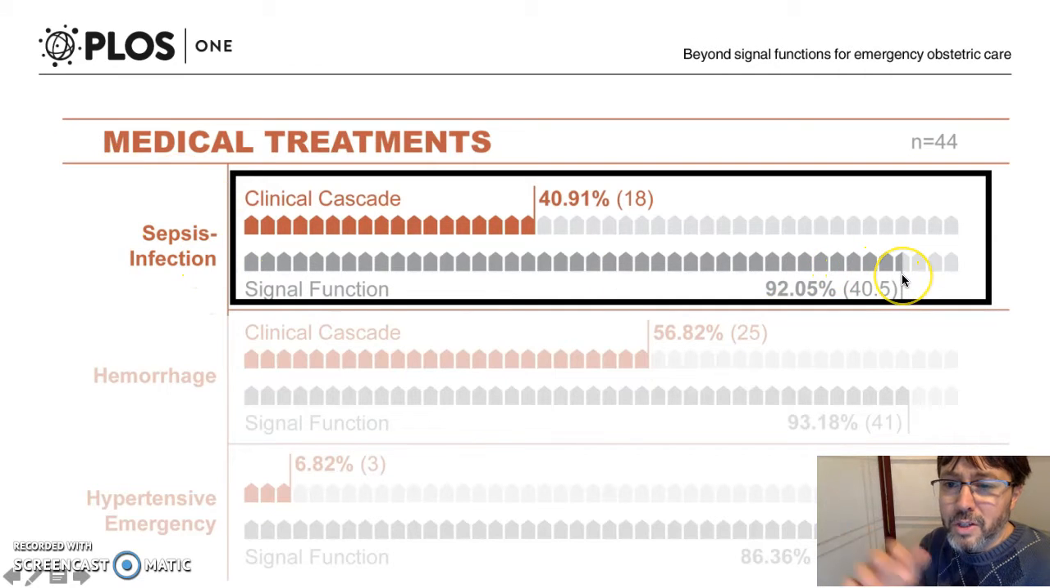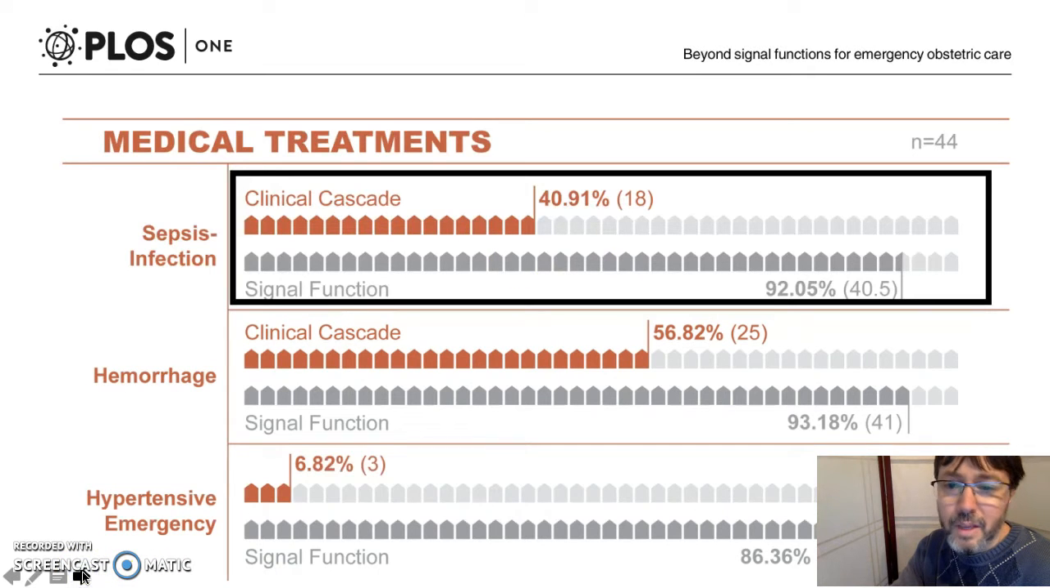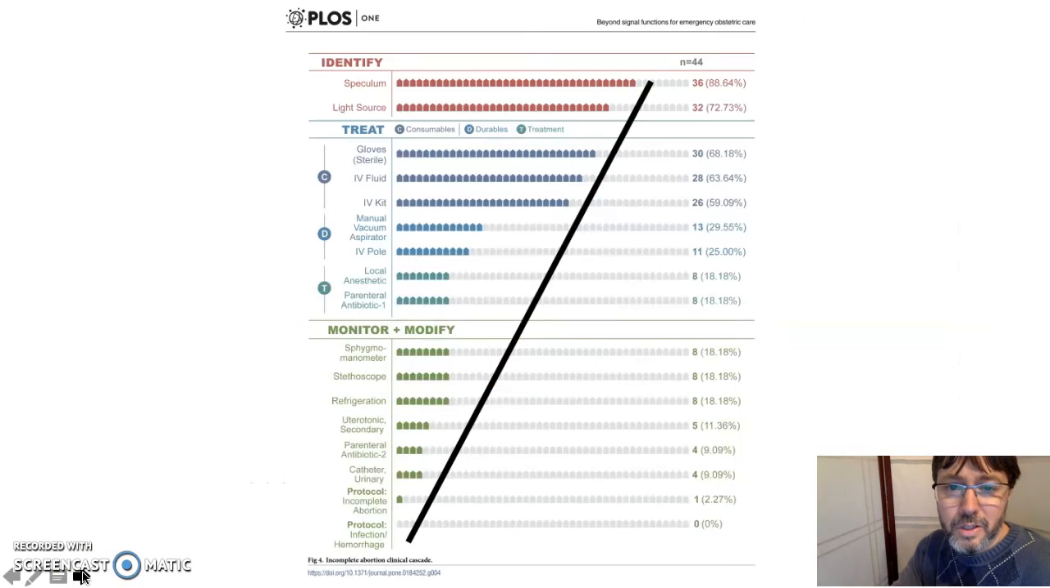The signal functions estimated a 92% ability in this context to manage the emergency. And the clinical cascade method estimated 40% ability to manage those emergencies. So you can see there's a huge gap between the standard approach and the cascade approach. And that was true across emergencies.